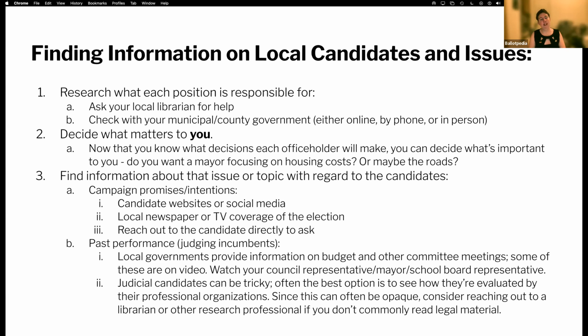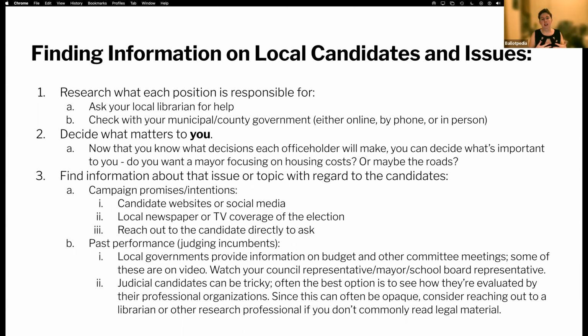And the second thing is, if somebody is an incumbent, you want to judge based on their past performance. And that can be very difficult when it comes to local elections, but there are ways around that. Many local governments, Kenosha and Racine included, provide information on their budgets and other committee meetings. And some of them are even on video. So you can watch them, you can see how they interact with each other, you can look at their agendas, and you can determine what this person said they were going to accomplish and whether they actually did it.